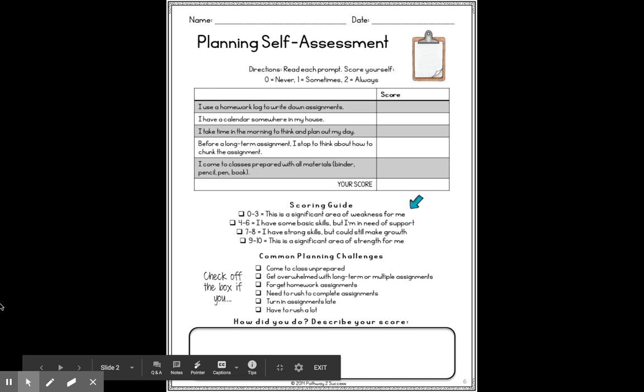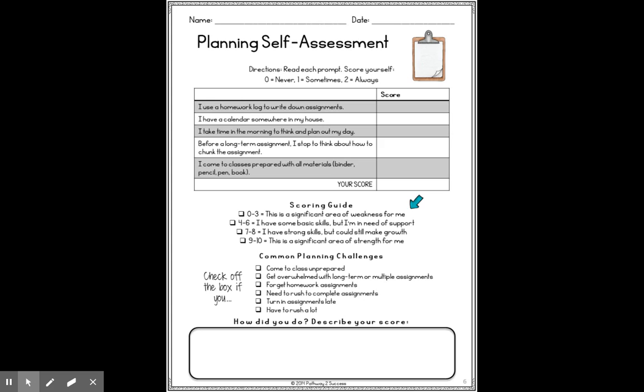Okay, so how did you do? You're going to take the next couple of minutes to describe your score. How did you do on the top part? How did you do on the bottom part, the common planning challenges, and then the self-assessment? Just take a couple of sentences to describe how you feel you did and what areas you can tell so far that you might need some improvement with.